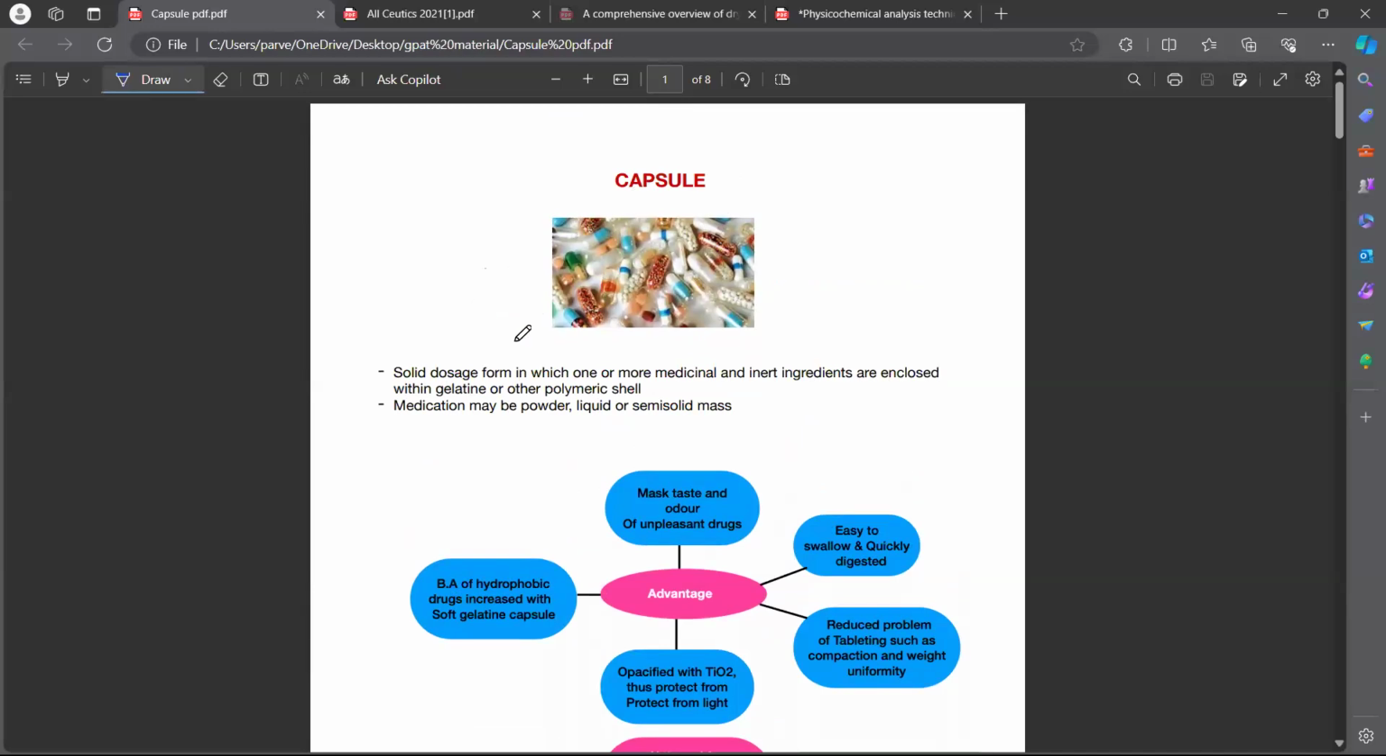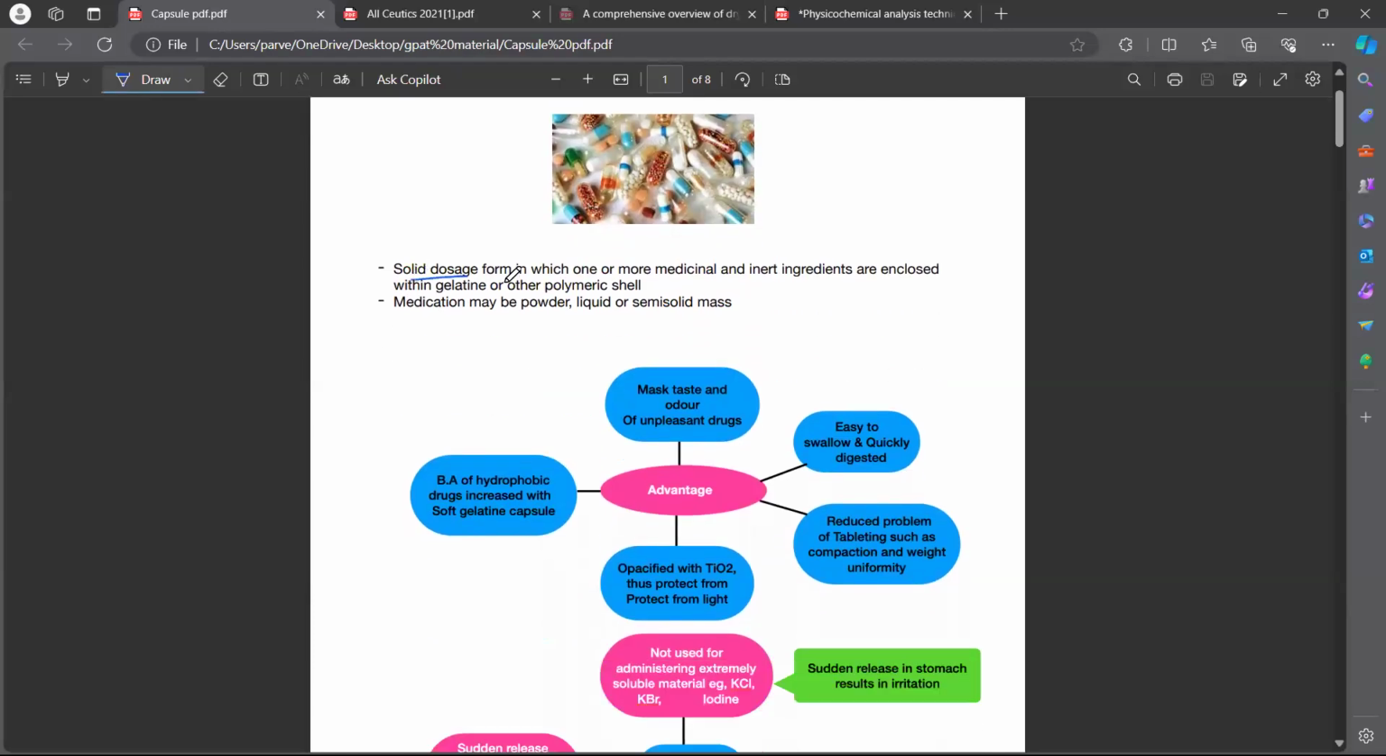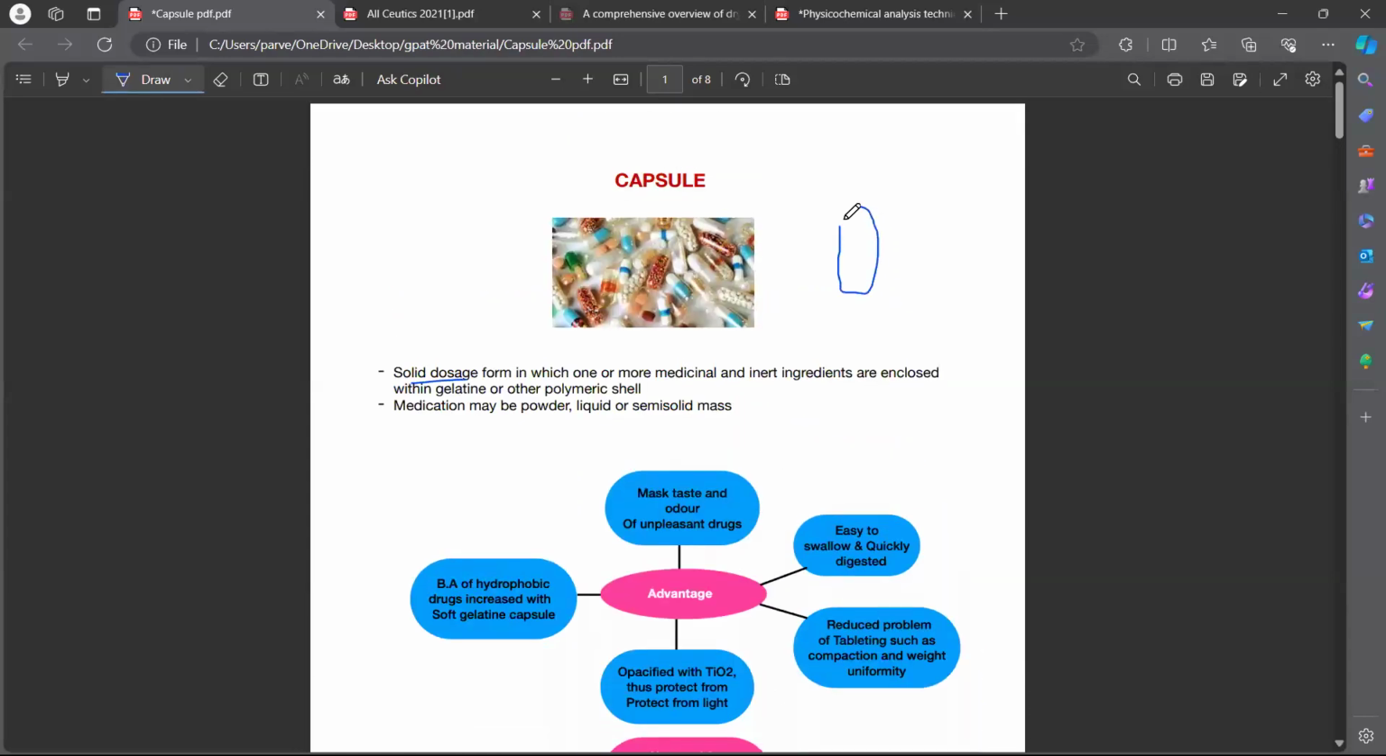Capsules are similar to tablets, a solid dosage form in which one or more medicinal or inert ingredients are enclosed in a gel-like structure, which is known as a capsule. Generally, it is made up of gelatin. As you can see in the market, we see many types of capsules. Approximately 80% of capsules are made up of gelatin. It consists of a shell in which the powder, liquid, or semi-solid can be filled. These are the different types of materials or formulations which can be prepared and filled into the capsules, and capsules can be administered.